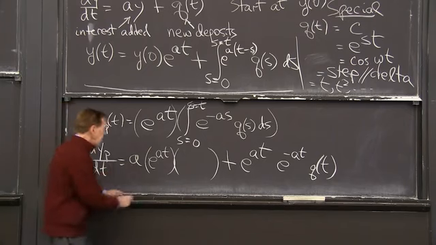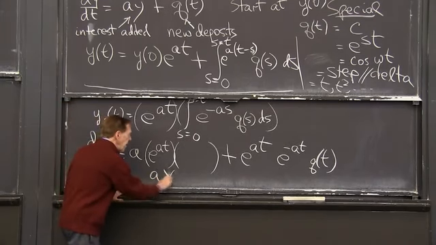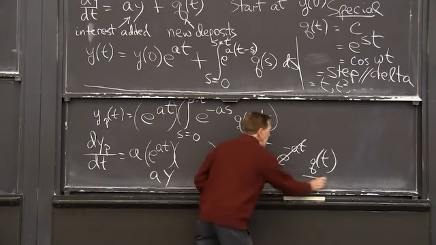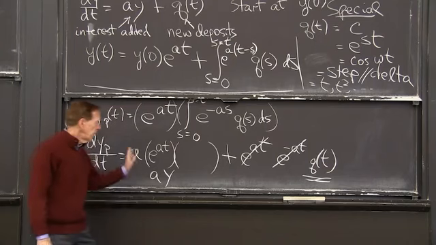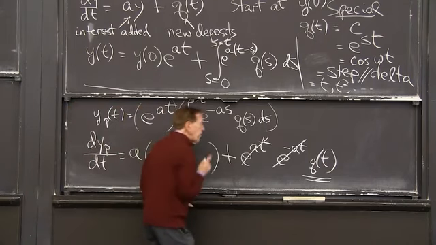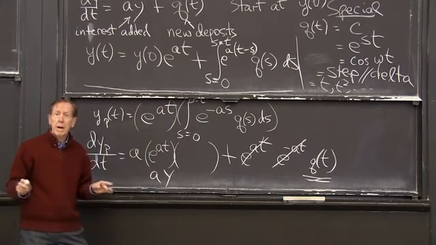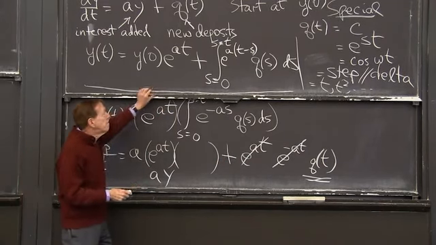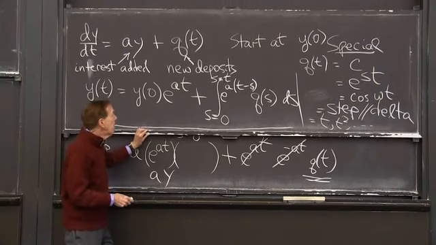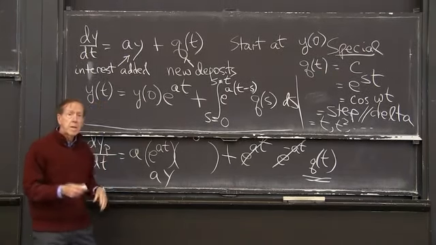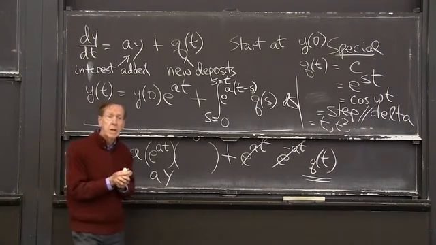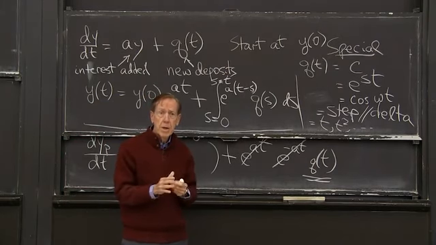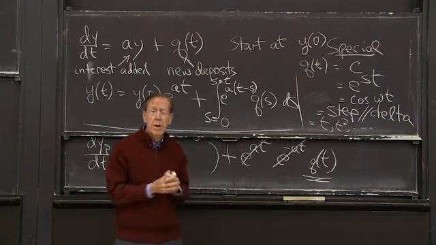And this was the ay, perfectly. And what do I have here? E to the at cancels e to the minus at, and it's the source term q of t. So I have ay plus q of t, the correct right-hand side for the differential equation. So that formula, let me bring it down once more, is the climax of this beginning of the videos on first-order linear differential equations.